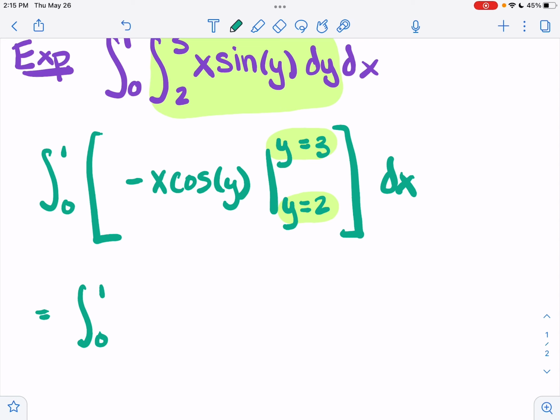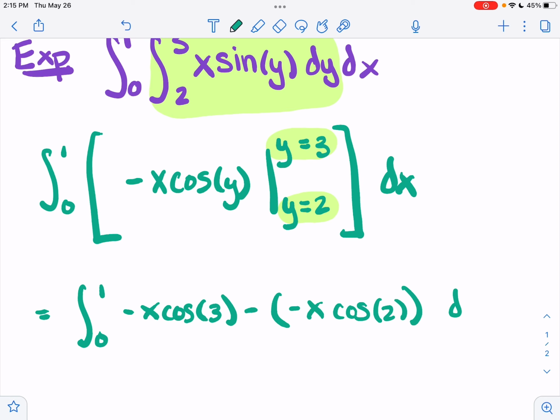And let's see, what do we have? When we plug in y equals 3, we have a negative x times the cosine of 3 minus a negative x times the cosine of 2 when we plug in the 2, dx. So we see what happens. We started with a function that involved both x and y. And we integrate in y, plug in the values for y, and what we end up with is something that has x's only, and we can do that dx integral.